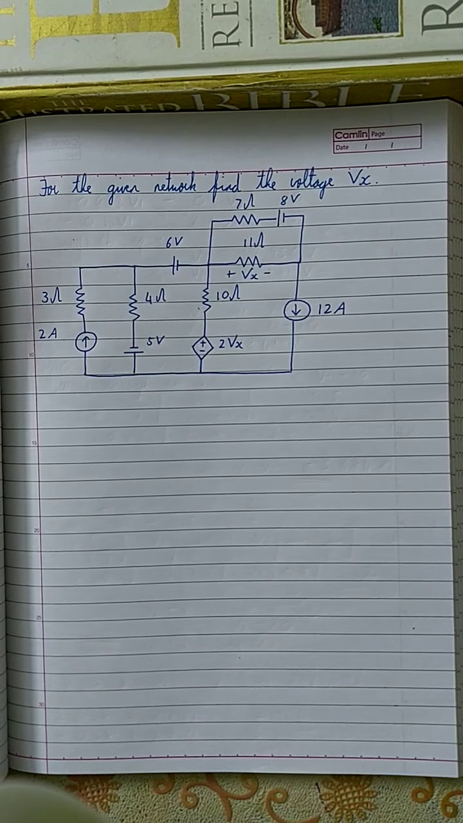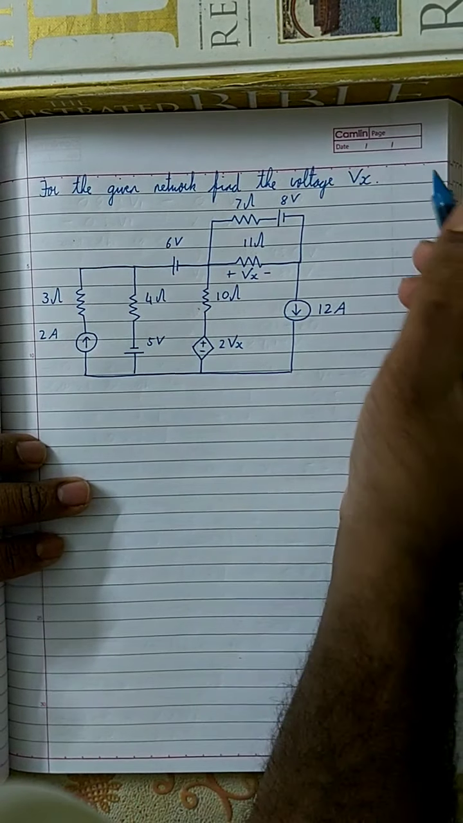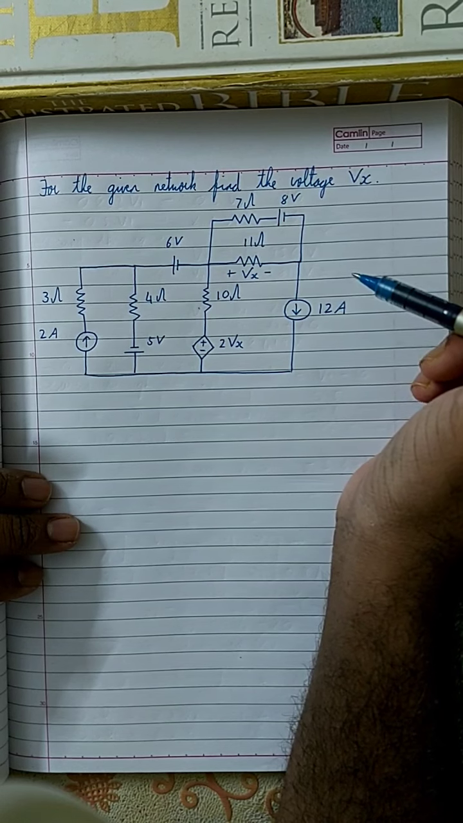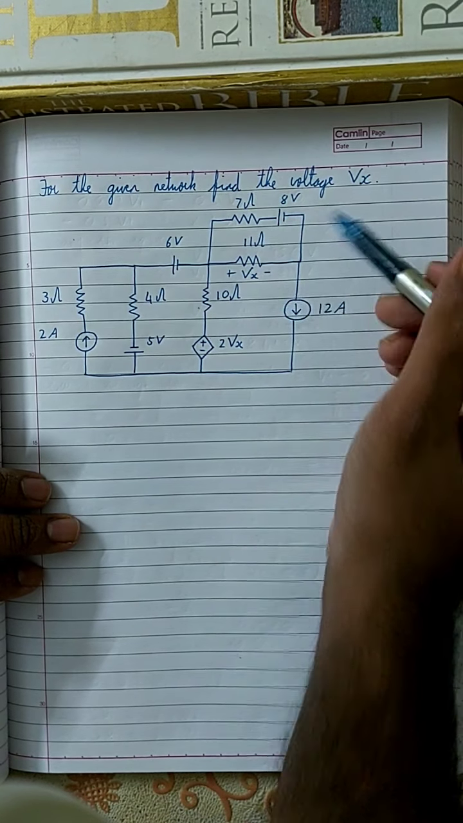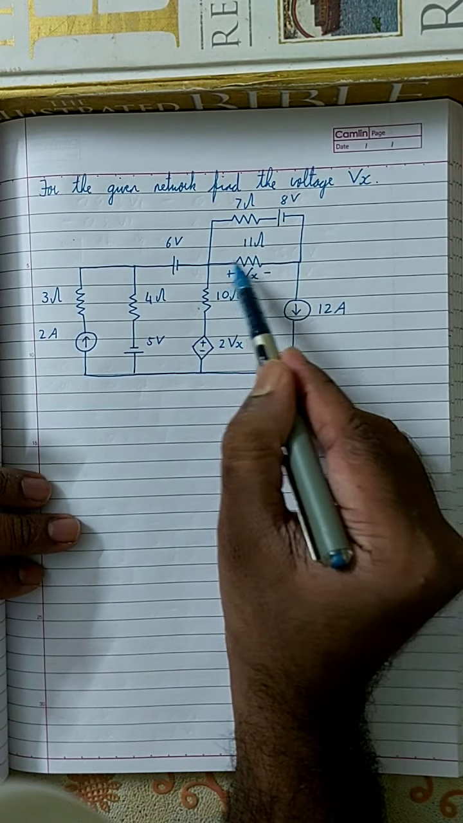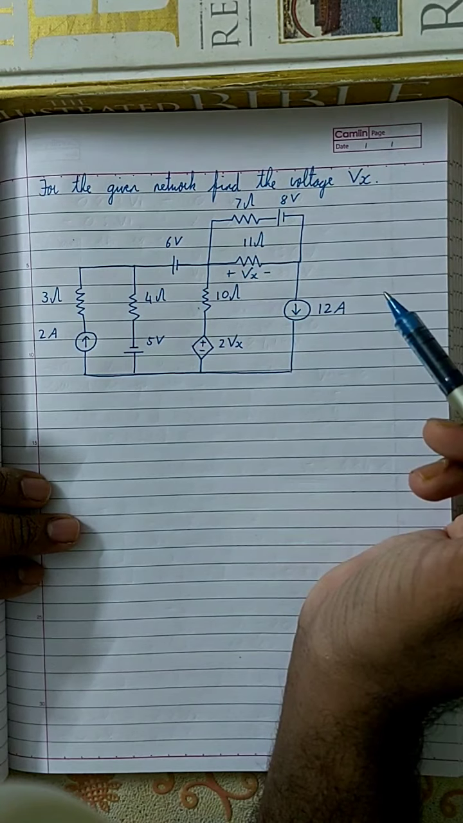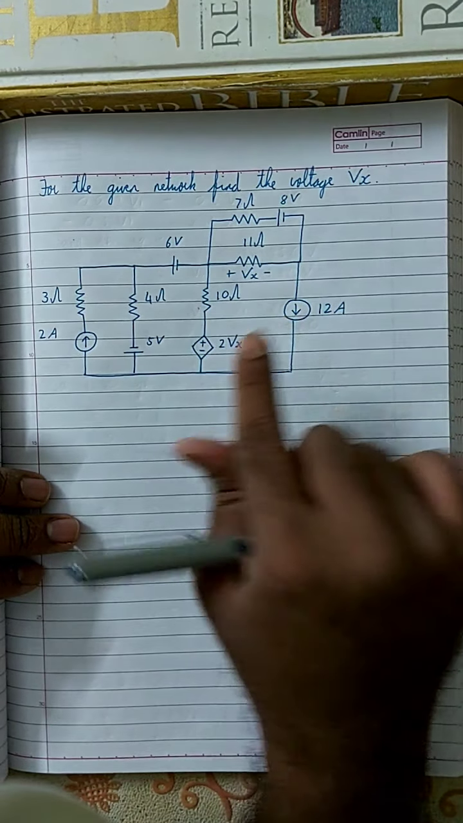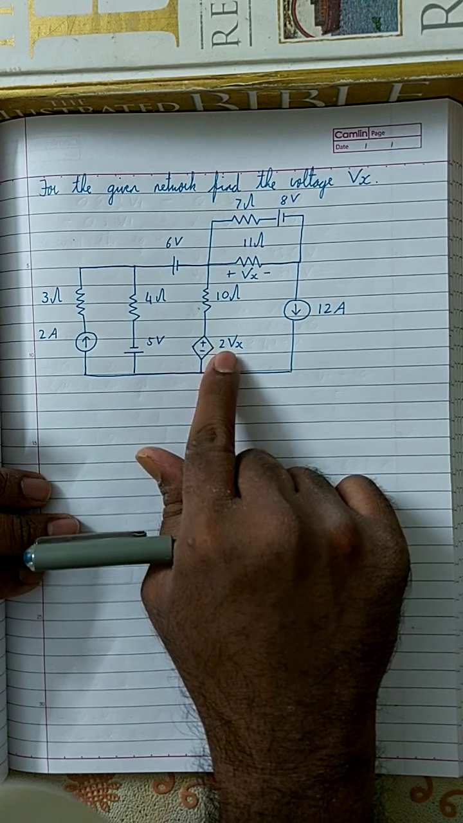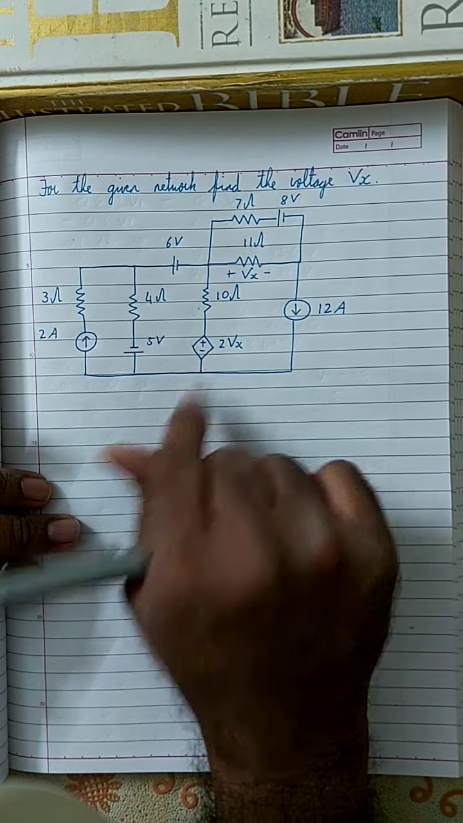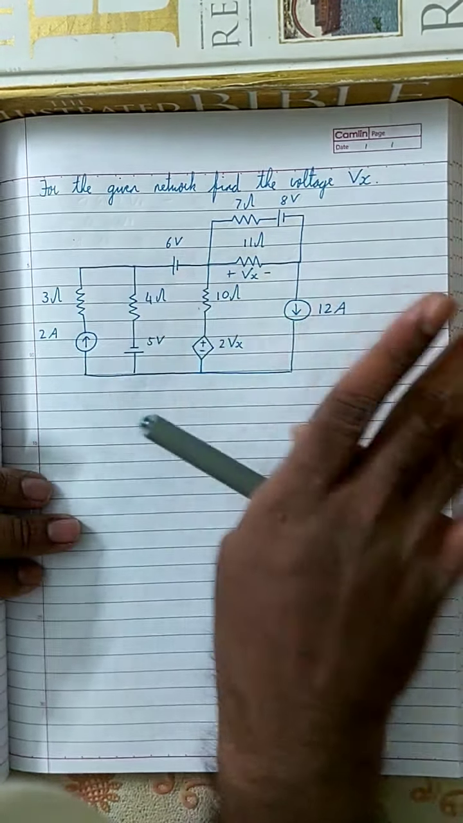Now let's do this question, okay? For the given network, find the voltage Vx. So what is Vx? If you look over here, Vx is the voltage across this 11 ohm resistor, okay? So basically this problem has a dependent voltage source, right? There is a dependent voltage source, which means there's no other change.